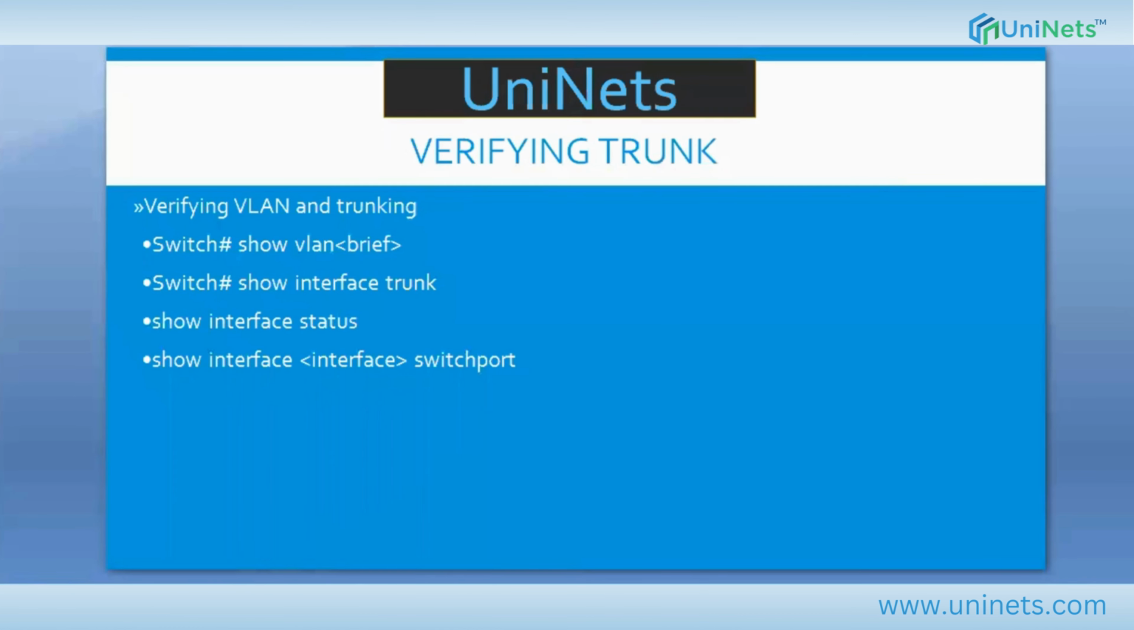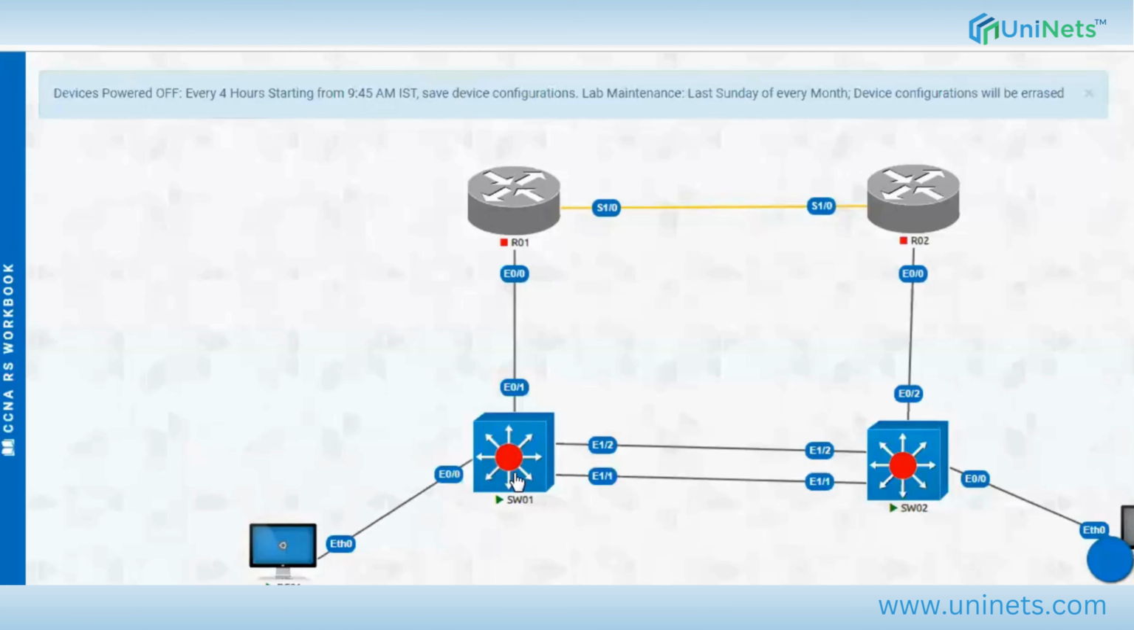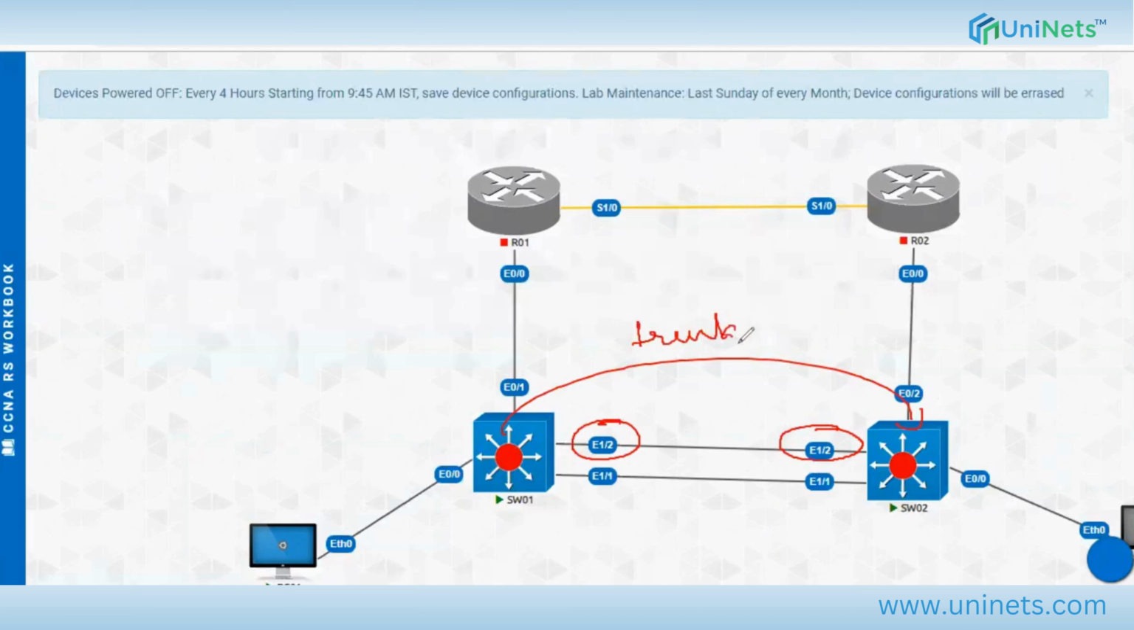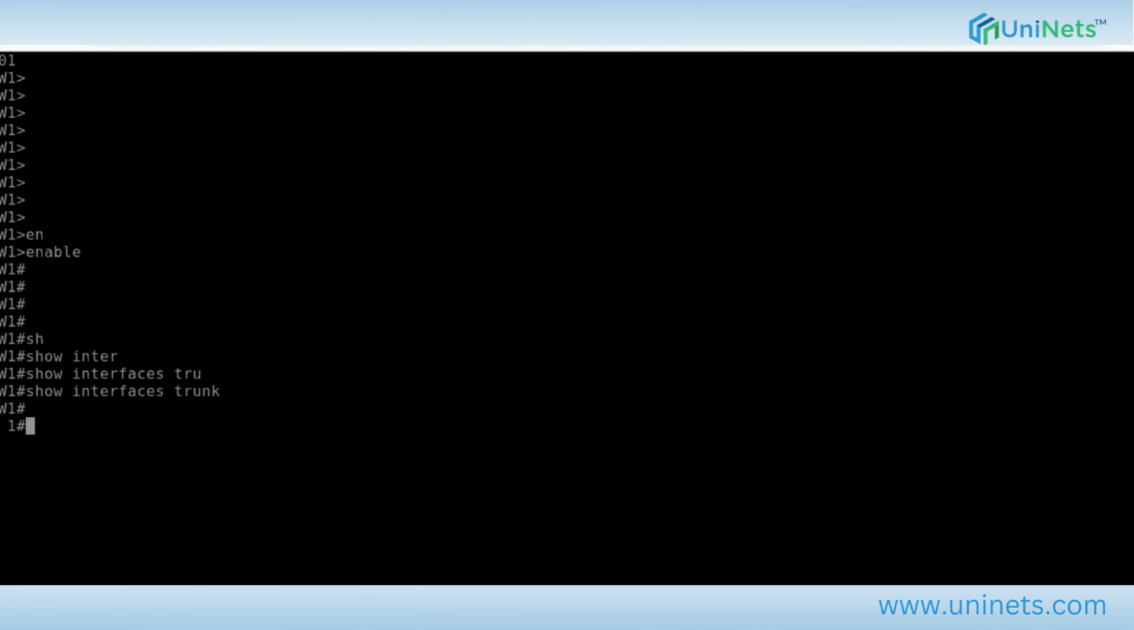Yes. So let us do a small practical. On switch 1, Ethernet 1/2 on both the switches will be trunk ports. Let us make them trunk ports and then we'll discuss. In enable mode, show interface trunk. I don't have anything. It is blank, right?